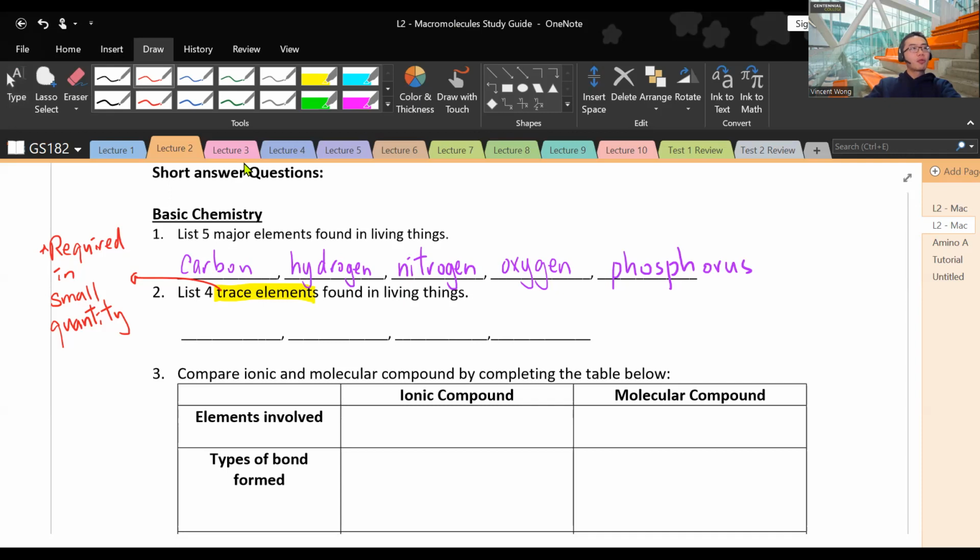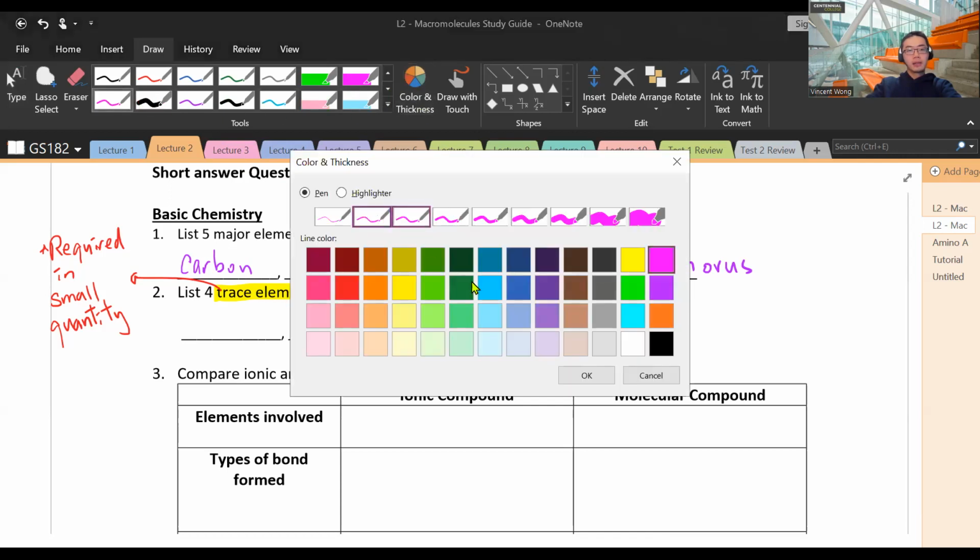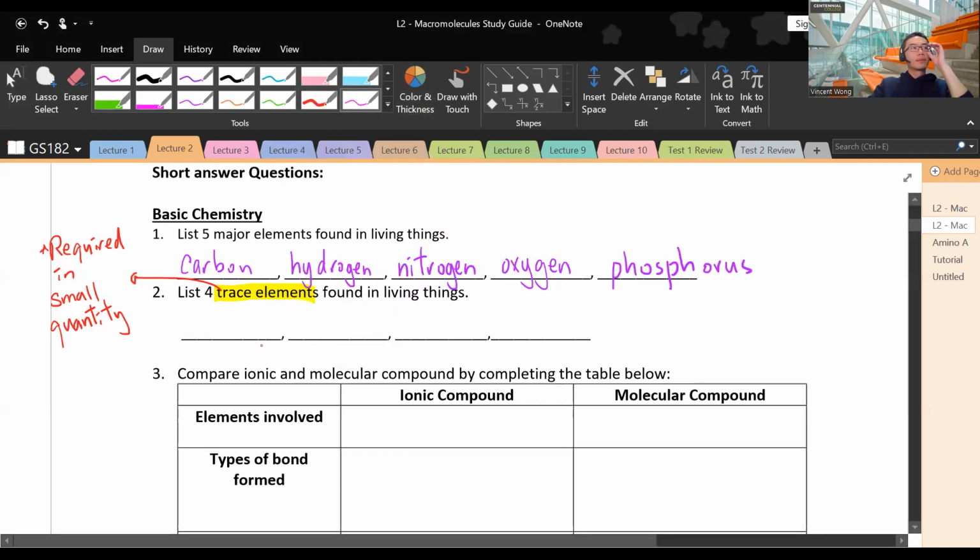What are some examples of trace element? Anybody? Calcium. Calcium, that's absolutely correct. And we need magnesium. Yeah, magnesium, right. Iodine. Iodine, yeah. And just one more. Zinc. Zinc. Yeah, so these are the examples that were given in the PowerPoint slides, right?